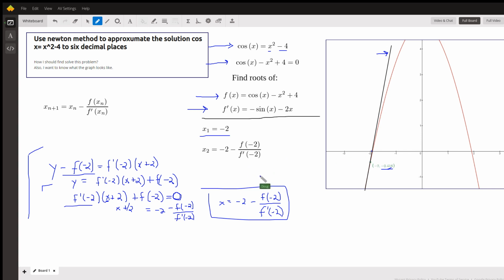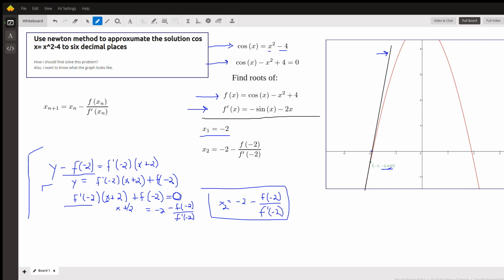Now, if I would find f of that new value, I'm calling this x sub 2, by the way, and go through the same process, I could get another tangent line, which would get even closer to the approximate root. Okay, so I'm going to share my screen.